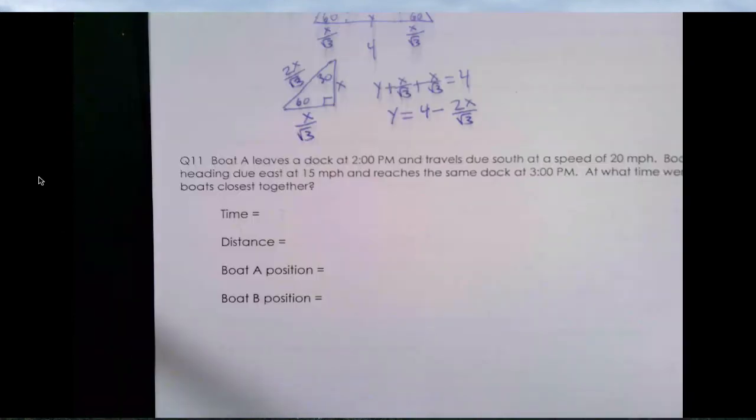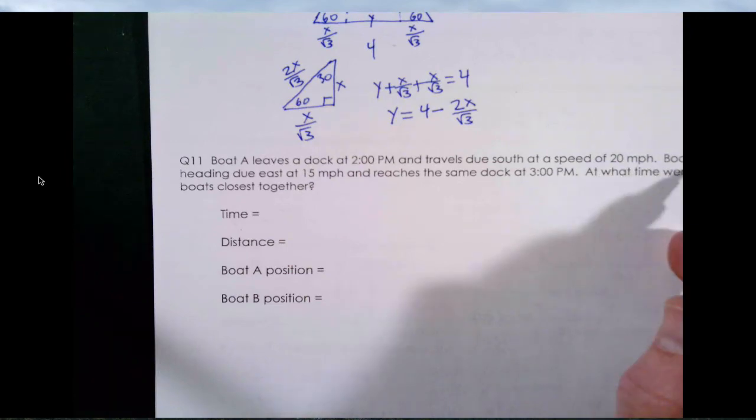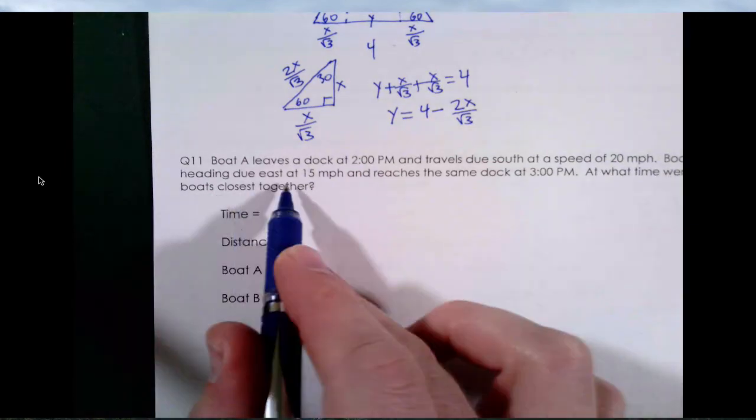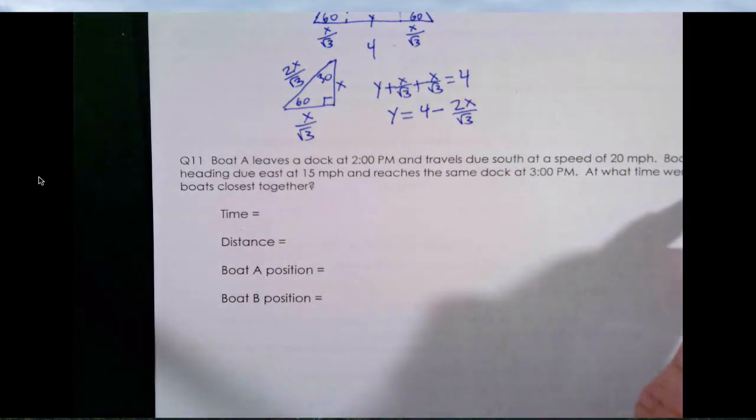Boat A leaves a dock at 2 p.m. and travels due south at a speed of 20 miles per hour. Boat B has been heading due east at 15 miles per hour and reaches the same dock at 3 p.m. At what time were the two boats closest together?